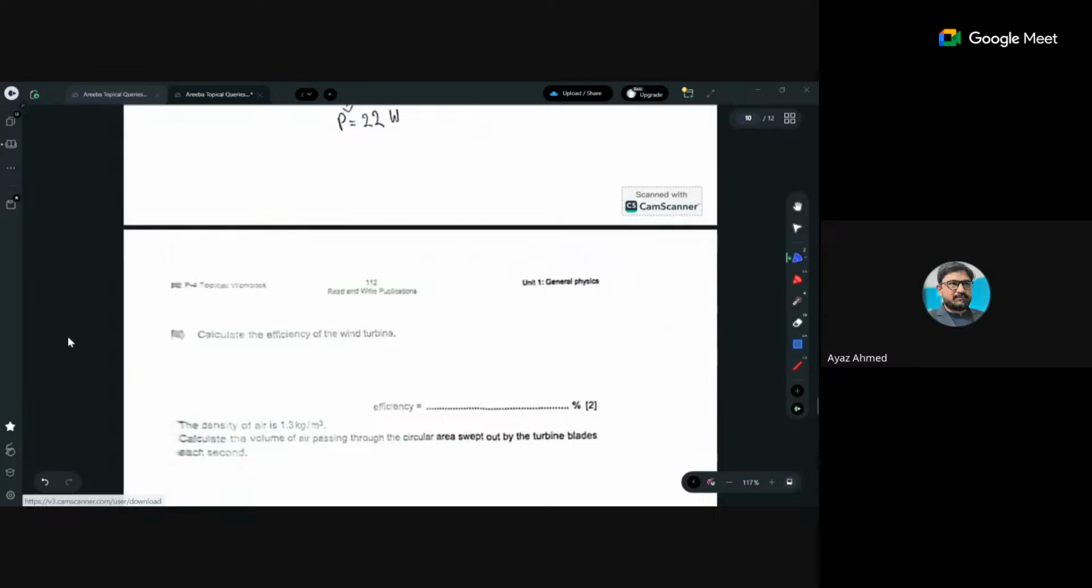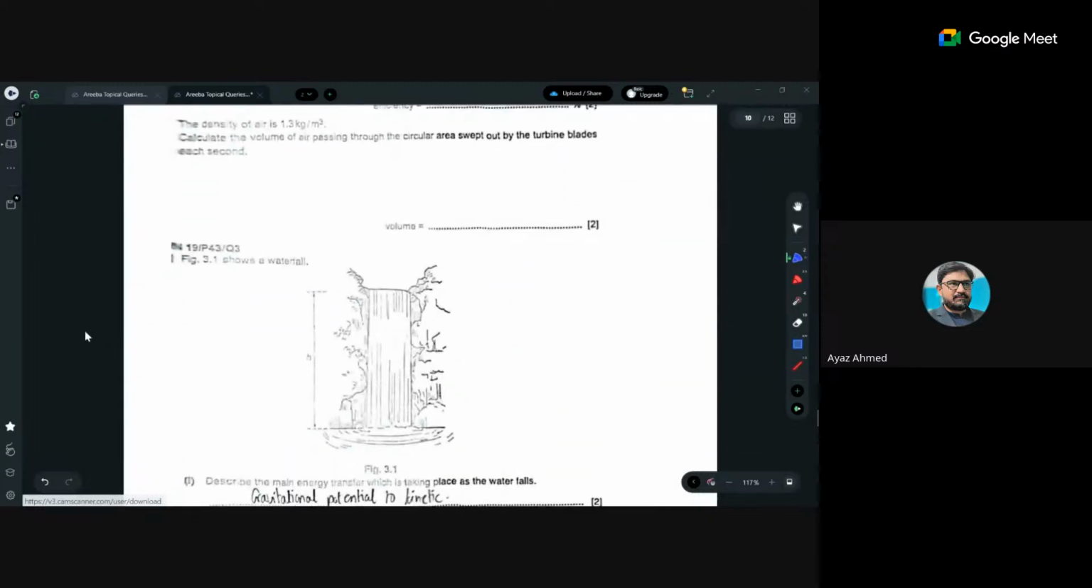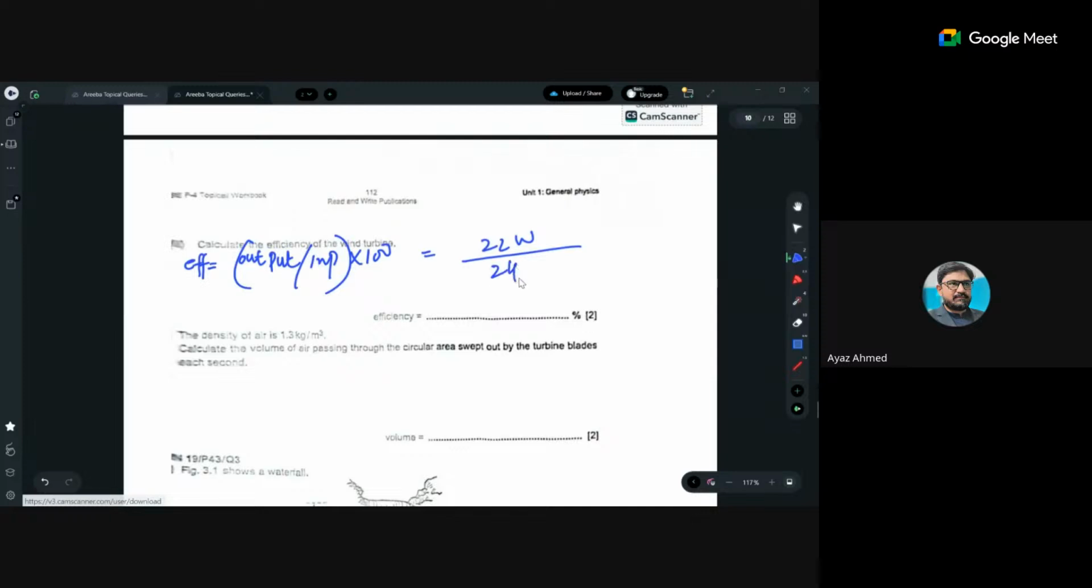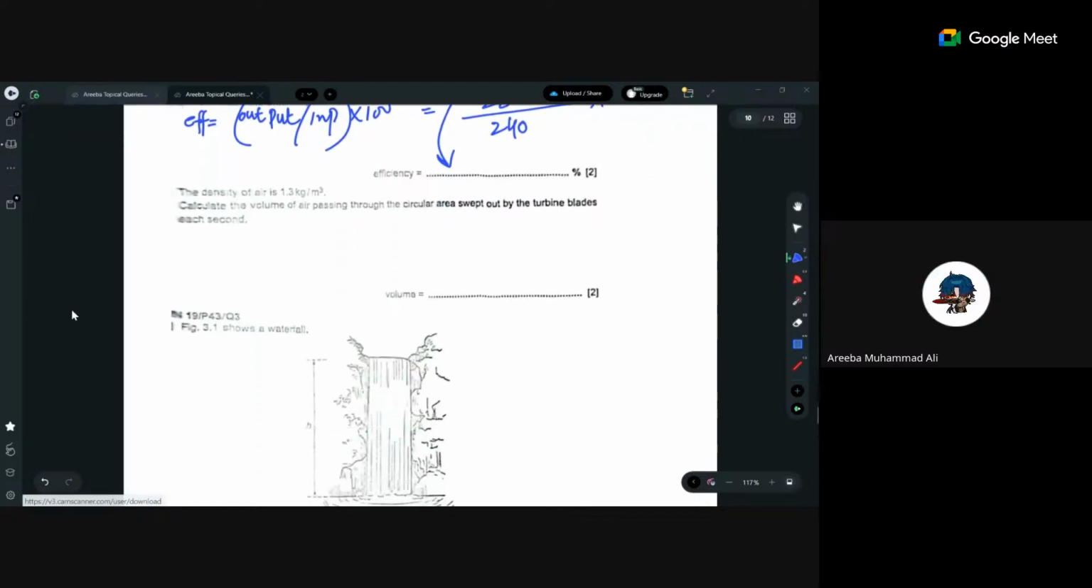Now comes the question on efficiency. You must remember the formula for efficiency because it has come in many questions: useful output divided by input times 100. So what was the useful output of your battery? 22 watt, and the total input was 240, into 100. So you can calculate this number as well. Okay?